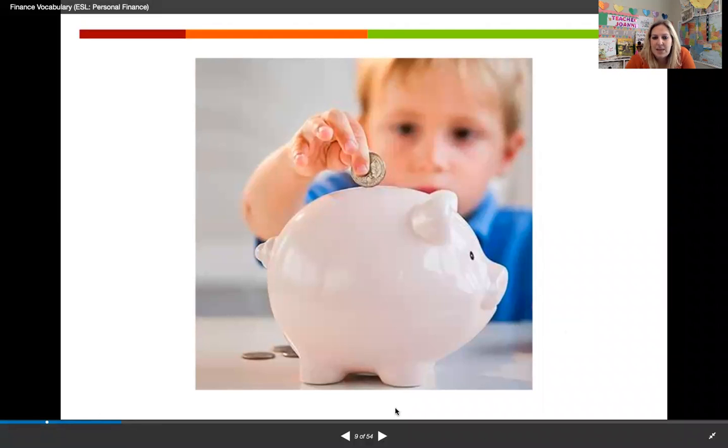So here's a sentence that we could use. He's saving money by putting it in a piggy bank. He's also depositing money into his piggy bank. Maybe when it gets full or he gets a little bit older, he can take that money from his piggy bank and open what we call a savings or checking account. He's putting money into his piggy bank, and that is called a deposit.